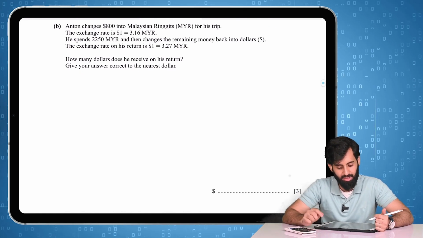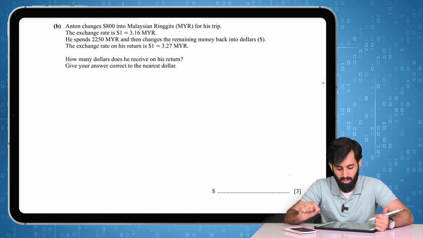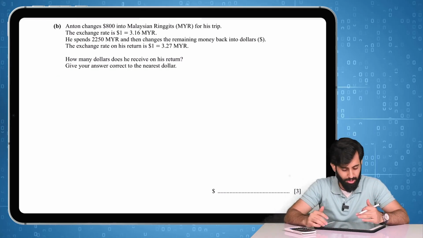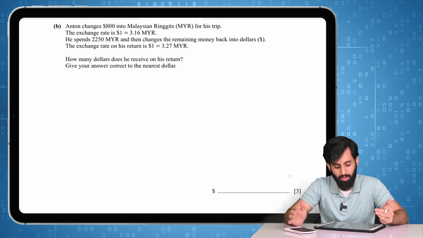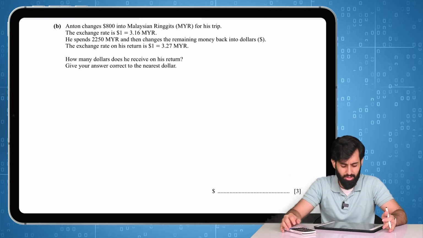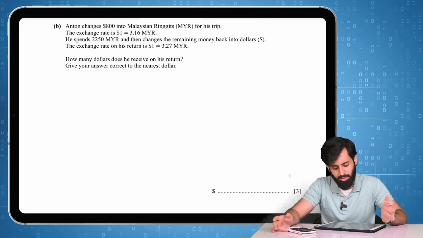Part B says Mr. A changes $800 into Malaysian ringgits for his trip. The exchange rate is $1 to 3.16 Malaysian ringgits. He spends 2,250 Malaysian ringgits and then changes the remaining money back into dollars. The exchange rate on his return is $1 equals 3.27. So yeah, this makes sense.